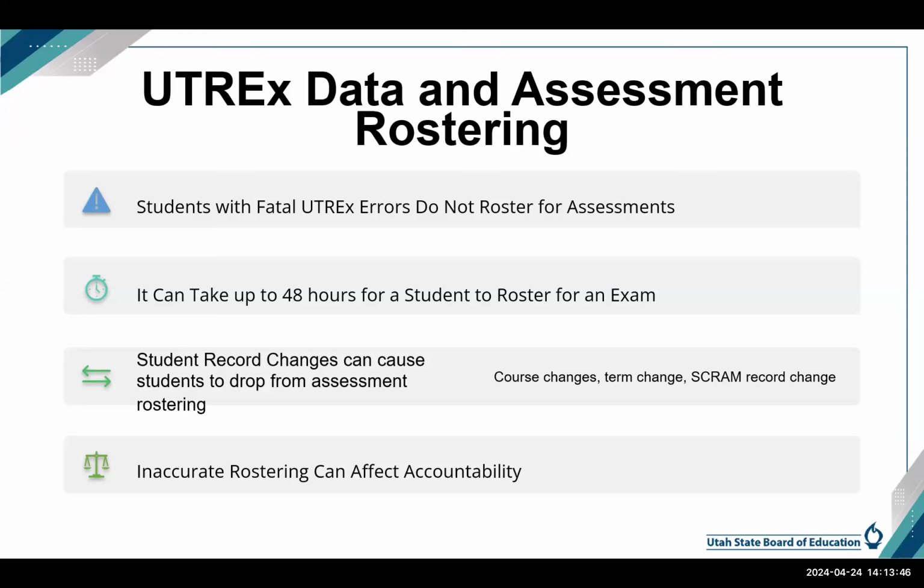If you have a lot of students in wrong courses and you have a very small sample of students, that could affect your accountability. So really, we would advise you to look at those core codes that you assign to courses just to make sure.